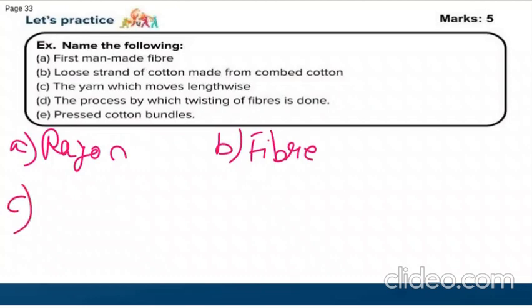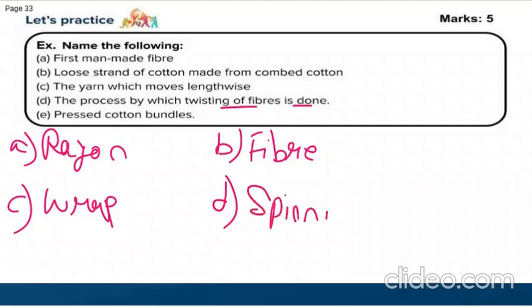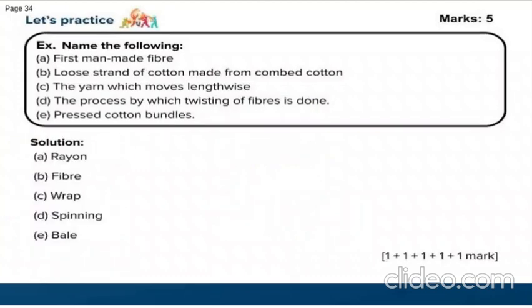Next one is yarn which moves lengthwise, that is known as warp. Correct? Then the process by which twisting of fibers is done, twisting of fibers is done by the process of spinning, obviously. So if I want to twist those fibers and make it into something, we will obviously spin it. And pressed cotton bundles are known as bale. Okay, so these are the answers: rayon, fiber, warp, spinning and bale.